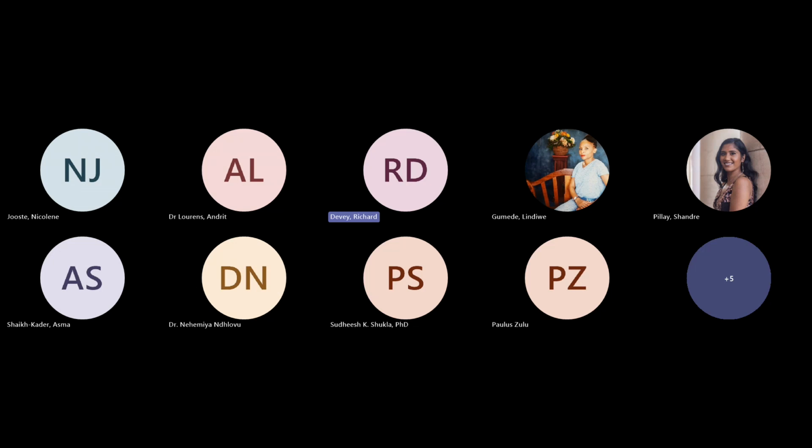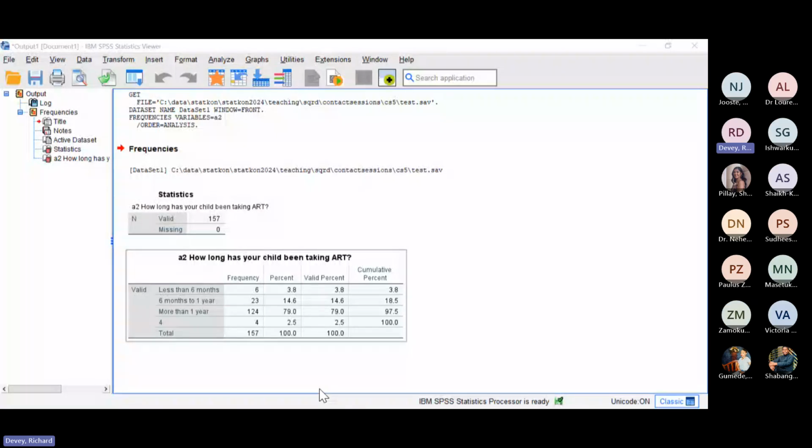So I'm looking at this question: how long has your child been on ART? You should see an output file which has got the frequency of the question A2, how long has your child been taking ART. Six and 23 parents said less than 6 months, 6 months to 1 year, and 124 said more than 1 year, and 4 said four, which is obviously data that's been captured incorrectly.